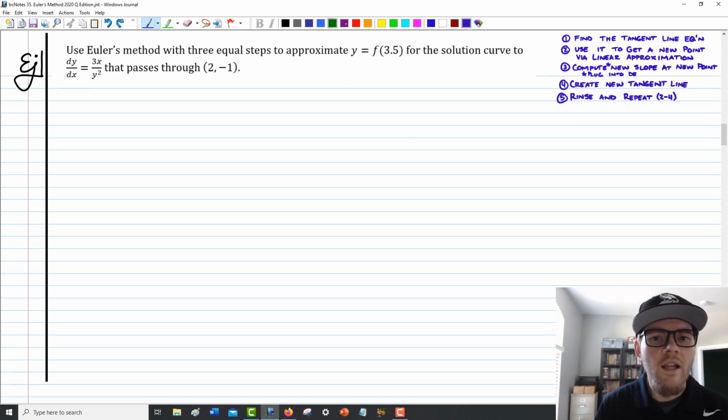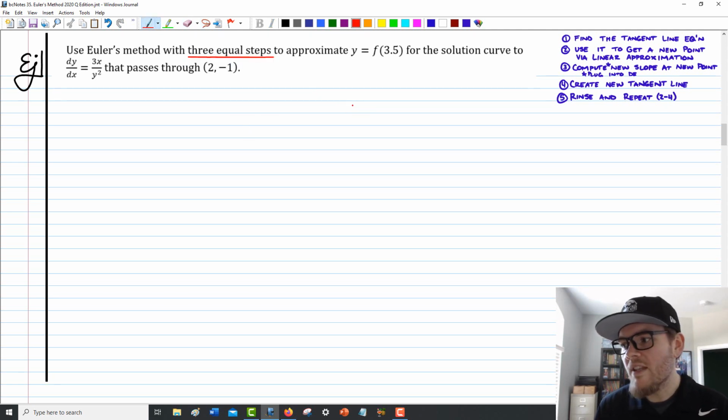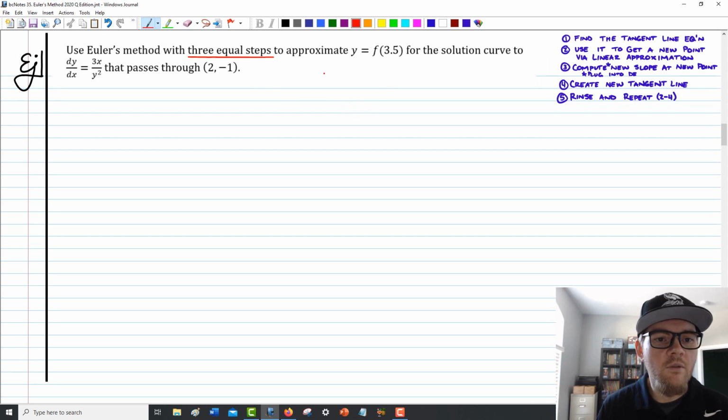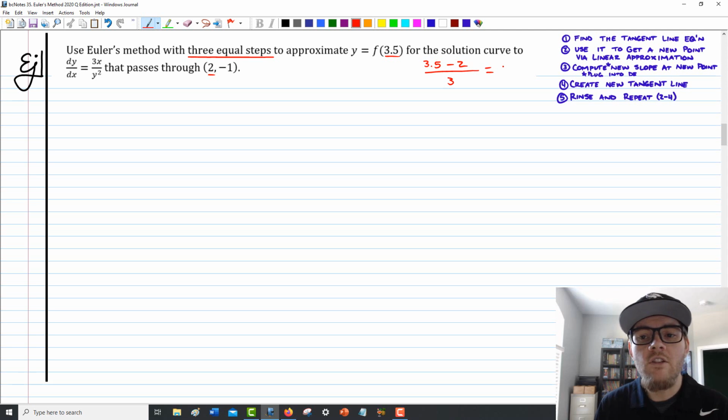So to kick things off, let's take a read on some of this stuff because we do have to kind of read a little bit here. So it says that we have 3 equal steps that we're aiming to use here. So we need to take 3 steps. So having said that, if we're going to do this accurately, we need to take into account where we're starting and where we're ending. So in here, we're starting at 2, and we're going to end at 3.5. So if we want to take steps from 3.5 to 2, and we want to take exactly 3 of them, we should be able to see really fast that each of those steps is going to be 0.5. So our step size in this case is going to be 0.5. We just had to do that calculation to get there.